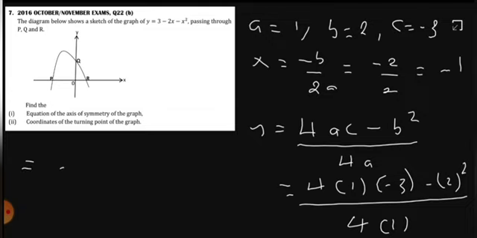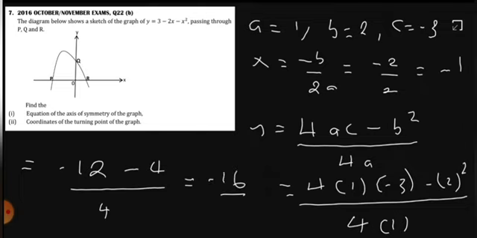So I'll continue it from here. So we are having negative 12 minus 4 over 4, which will give you negative 16 over 4, and y will be equal to negative 4. So the coordinates of the turning point, you are saying, are negative 1 comma negative 4.